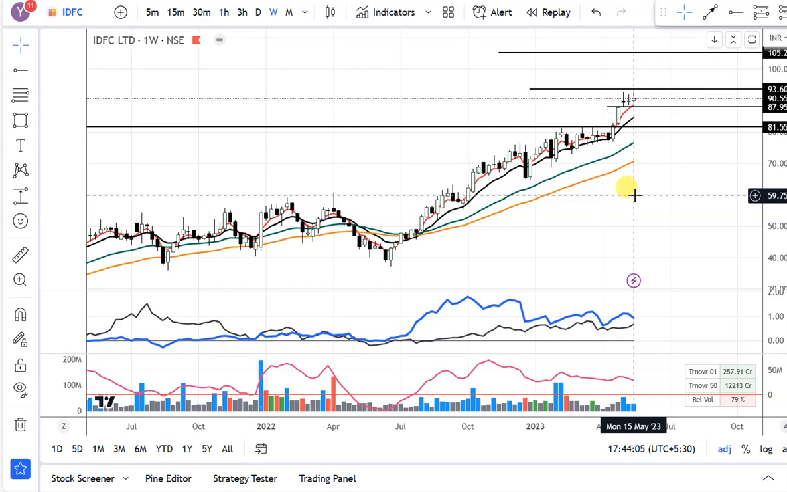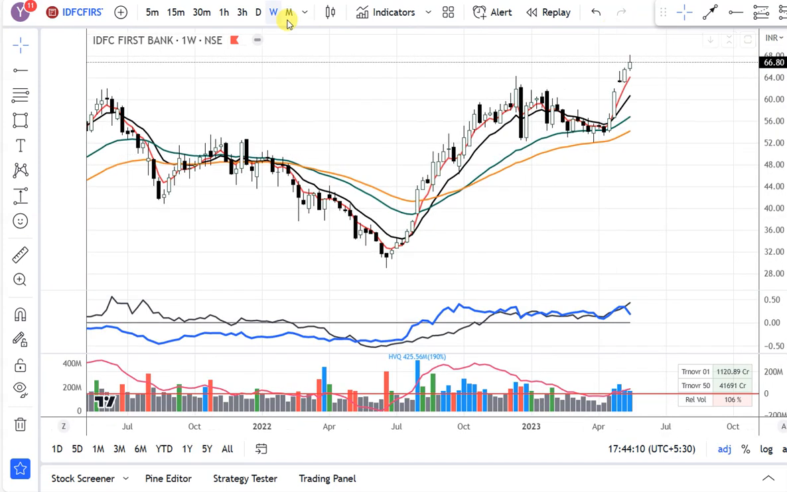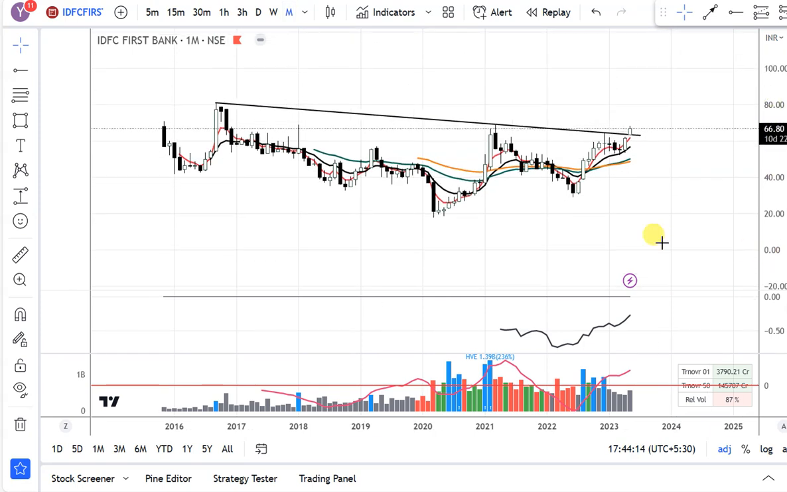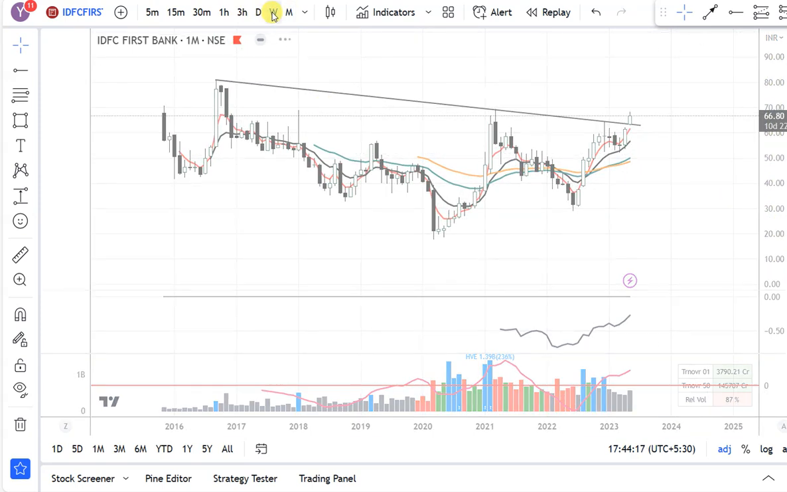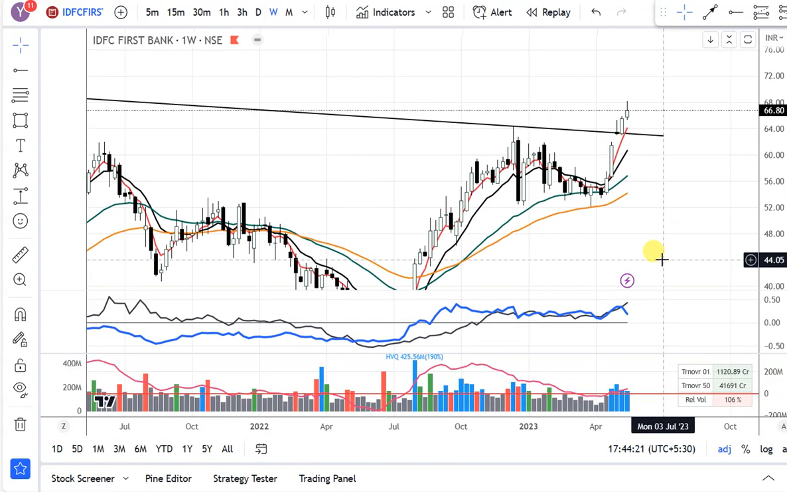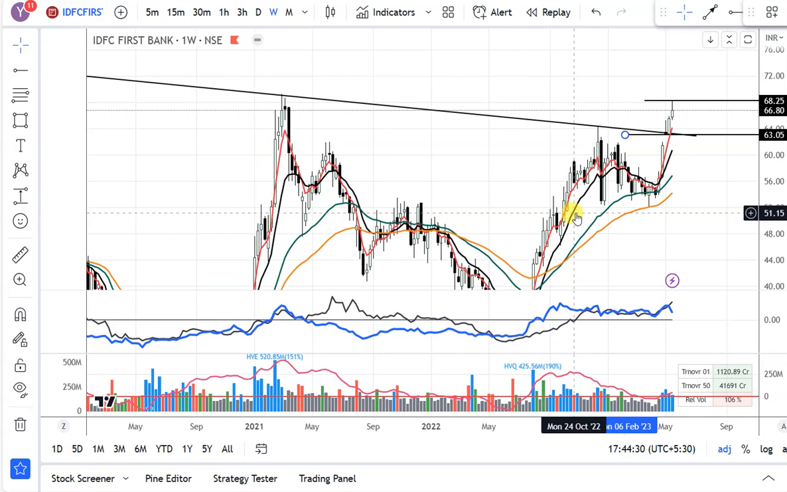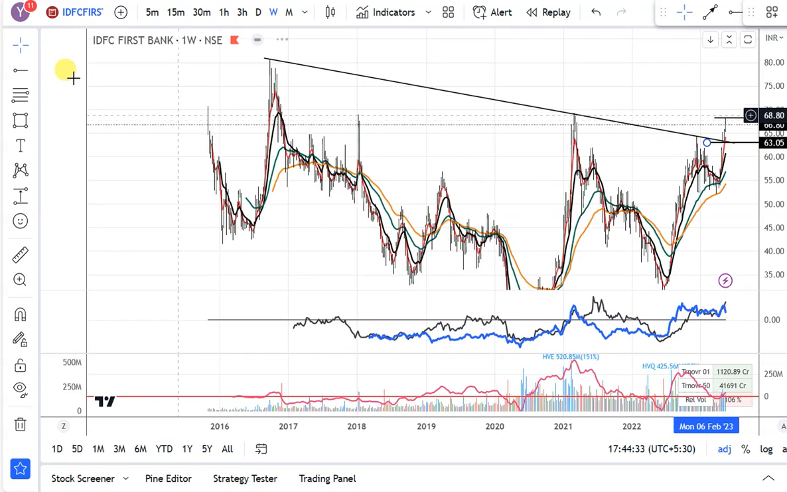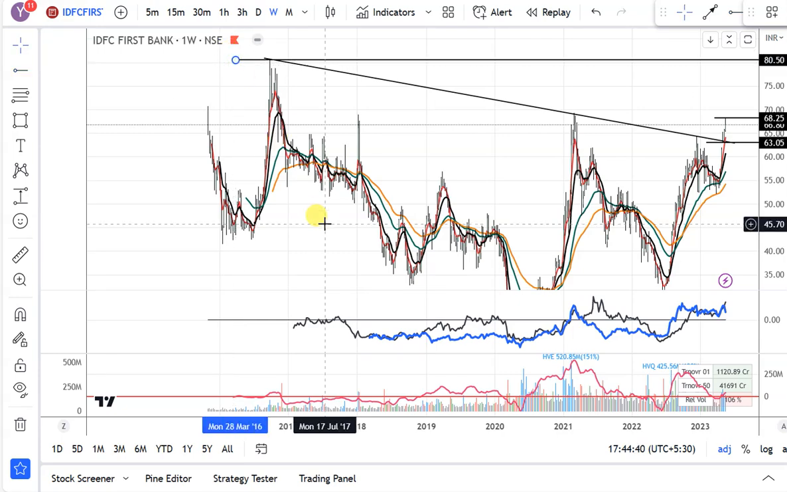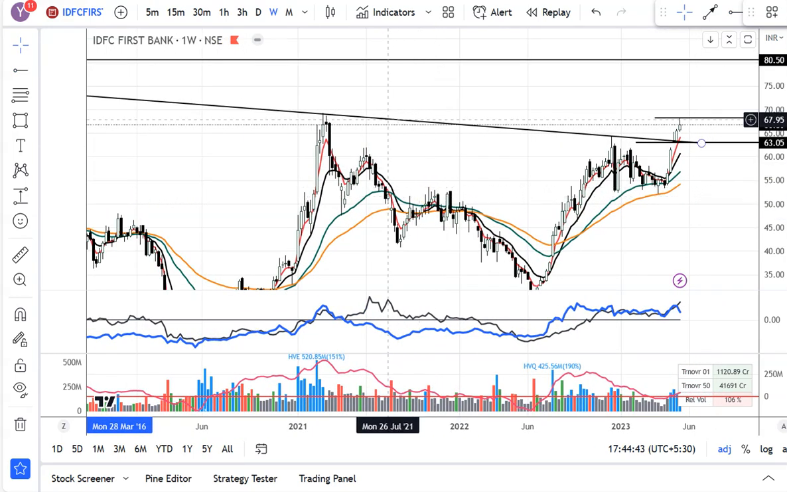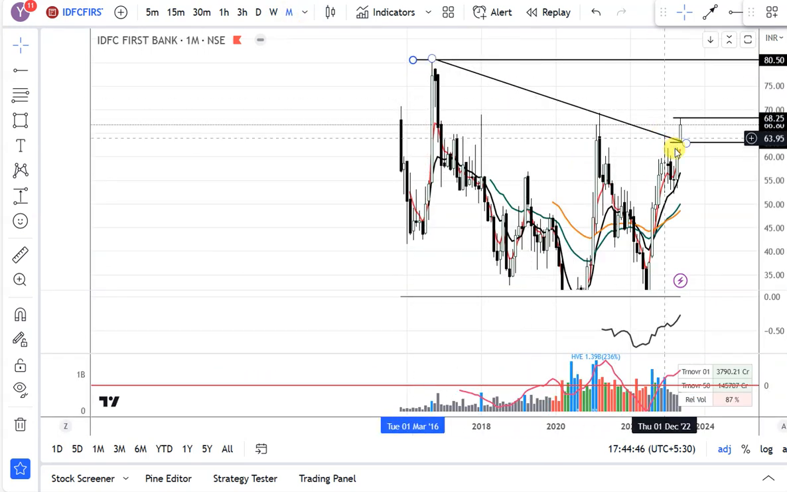IDFC First, looking strong above 68.30, weakness below 63. The possible rally that can come in the stock is nothing less than 80. This is a very strong setup that I can see, because on the monthly time frame, all the higher highs are being tried to be broken. So if it goes above 68.50, the weakness is near 63 and it can possibly reach 80.50.